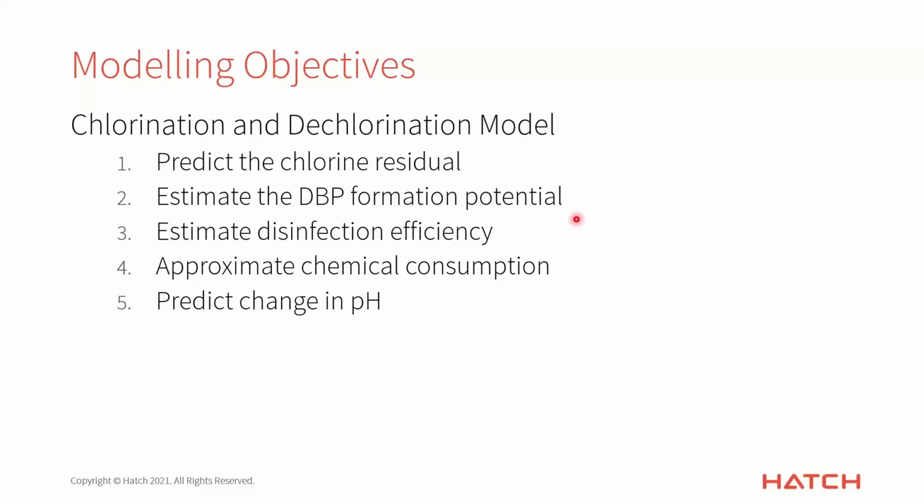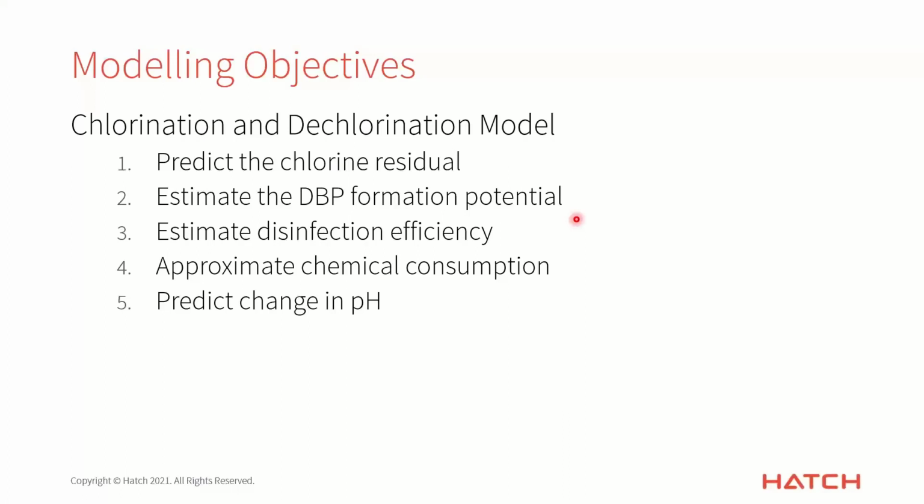All right, so now into the modeling objectives. Basically, we've built a model in GPSX that we believe captures the main processes and effects of chlorination and dechlorination. These are the processes and outcomes that we think are important for a chemical disinfection model to be able to predict.